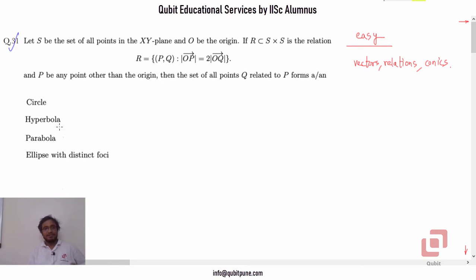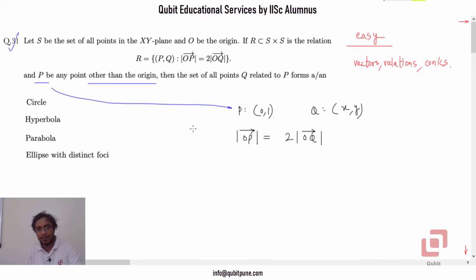What I have done is, they have said P can be any point other than origin. So I have decided to take P to be the point 0, 1, a point on the y-axis. Now see, because we know that in this examination there is only one option that is going to be right among the 4 given, whichever other choice that we make of the point P, we should be able to get the correct answer. Okay, so suppose P is the point 0, 1, and suppose the point Q has coordinates x, y.